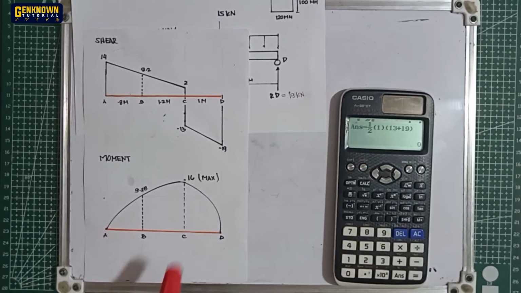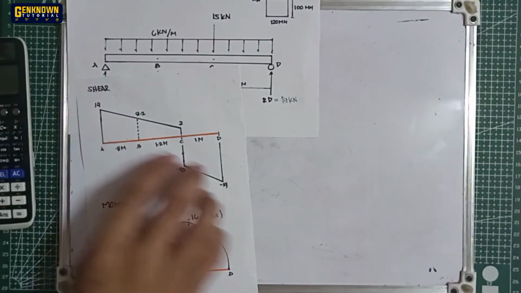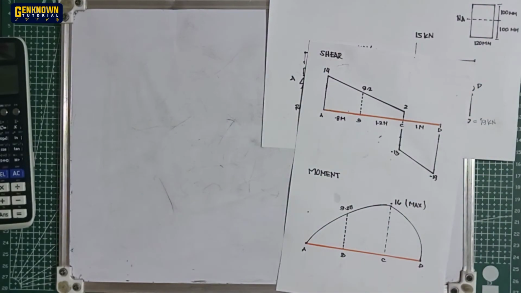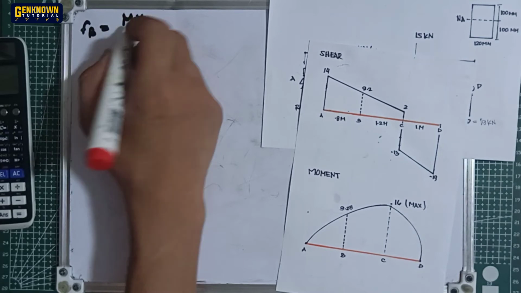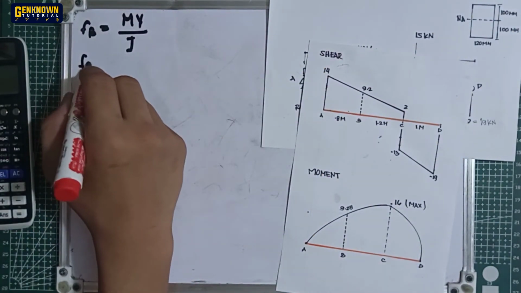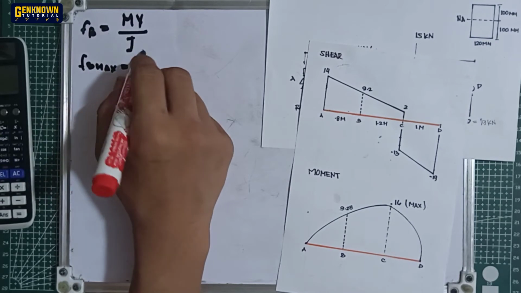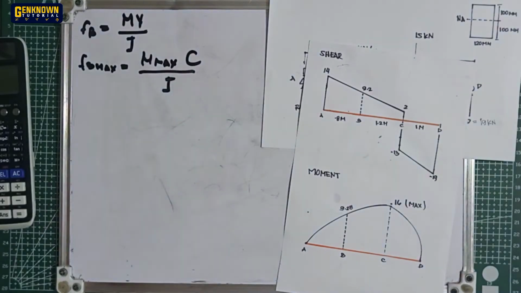Upon looking sa moment diagram natin, makikita natin dito na positive 16 yung pinakamataas na nakuha nating moment. So ayan yung gagamitin natin sa maximum flexural bending stress. Remember the formula for the flexural stress: flexural stress on the beam is equal to M multiplied by Y all over by the moment of inertia. This is the general formula. Pero kapag sa maximum naman, meron tayong FB max is equal to moment max multiplied by C all over by the moment of inertia.